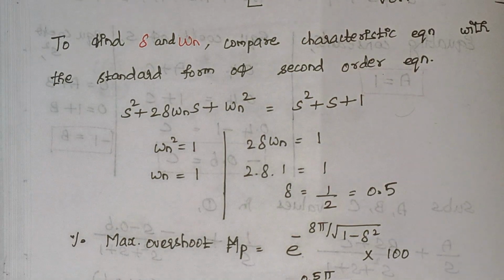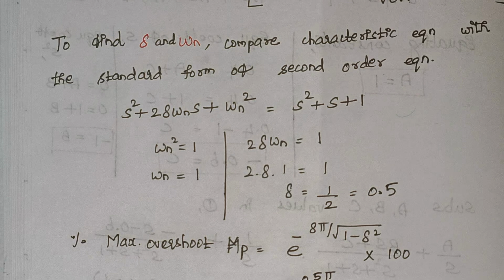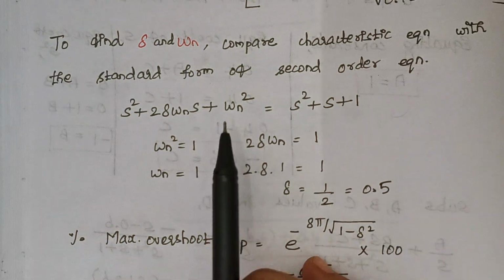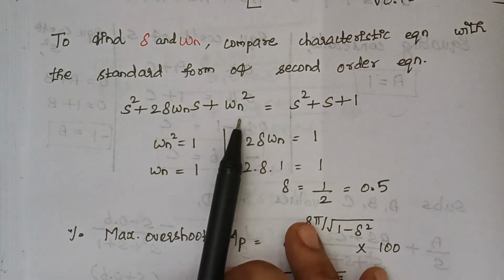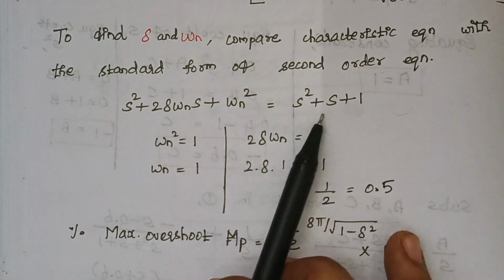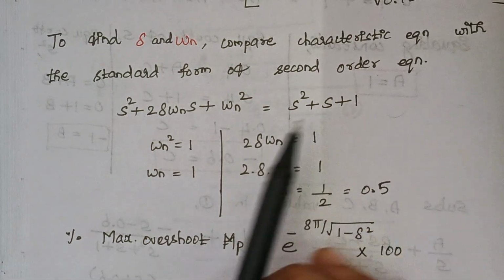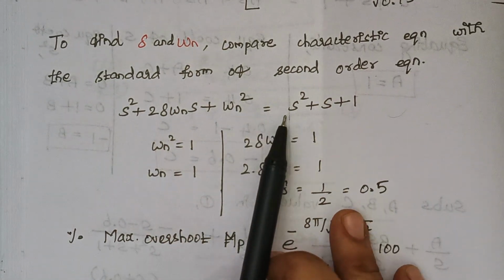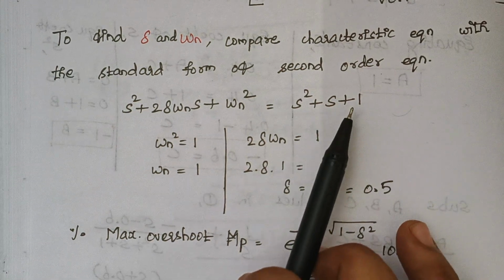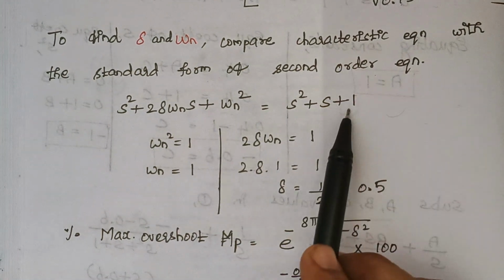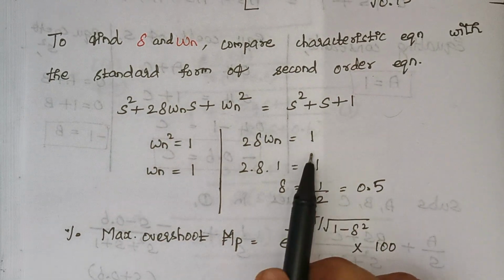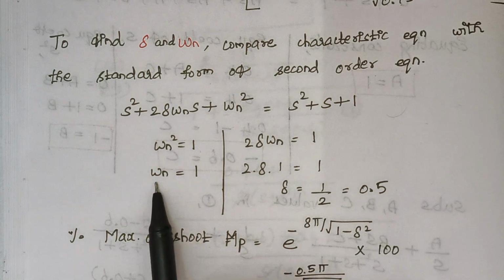Then the second part of the problem is they are asked to find maximum peak overshoot and peak time. So in order to calculate the peak overshoot and peak time, we are comparing the standard second order characteristic equation with the form we get from the problem. S square plus 2 zeta omega n s plus omega n square is equal to S square plus S plus 1. So when you compare, omega n square is equal to 1 here and 2 zeta omega n is equal to 1 again, right? So from this equation, omega n is equal to 1.